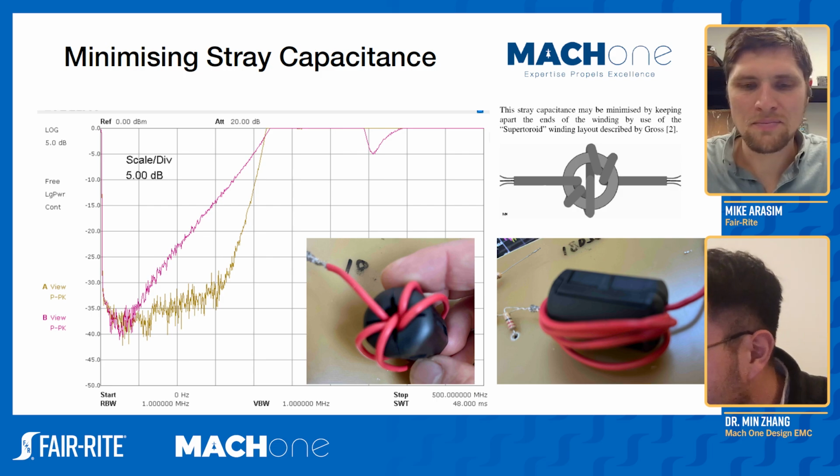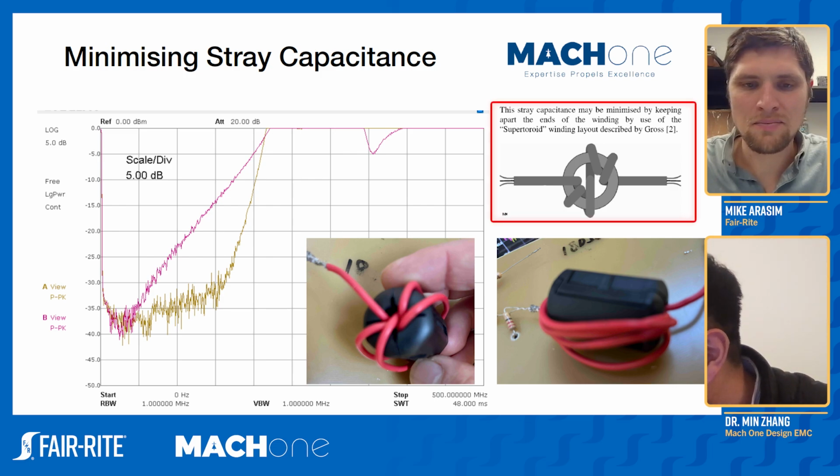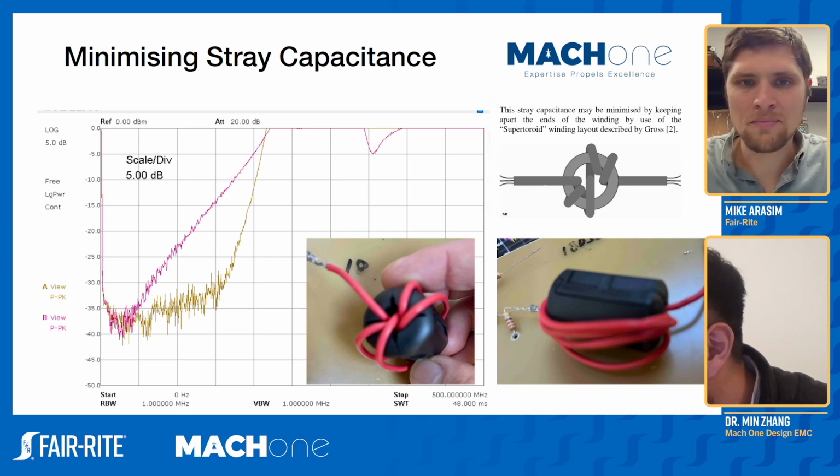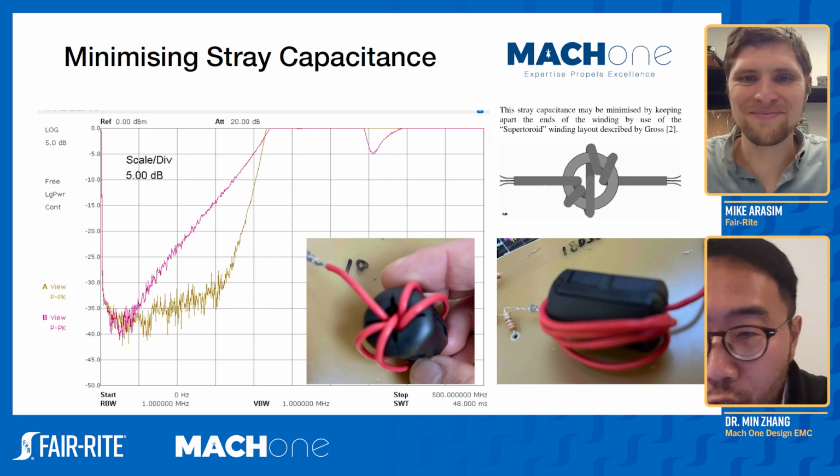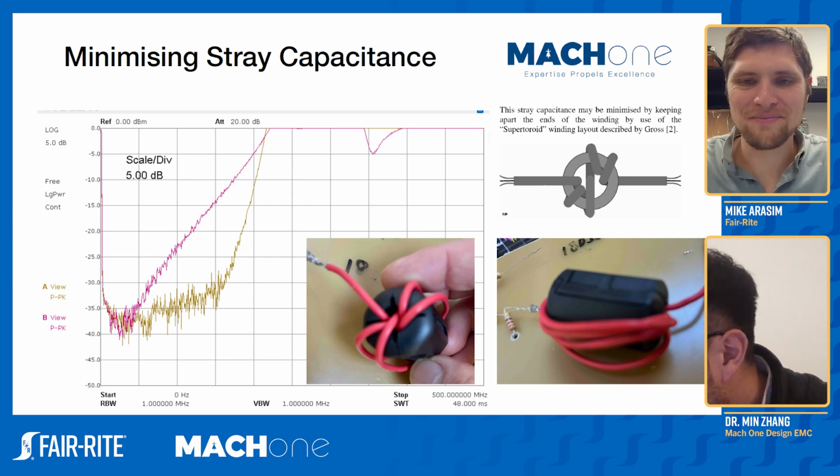Another way of doing this, as I show here, is from a paper back in 1980 or 1976. It's a very old paper, and the author introduced this super toroid winding technique. As you can see here, again, this is about a 5-turn configuration. And this actually can give you a better performance in the higher frequency range, as we demonstrate here.